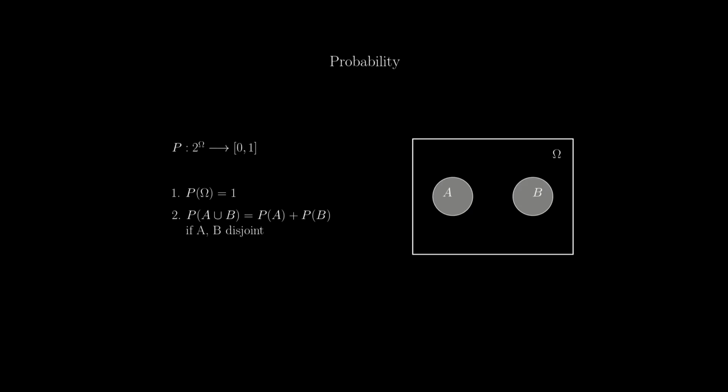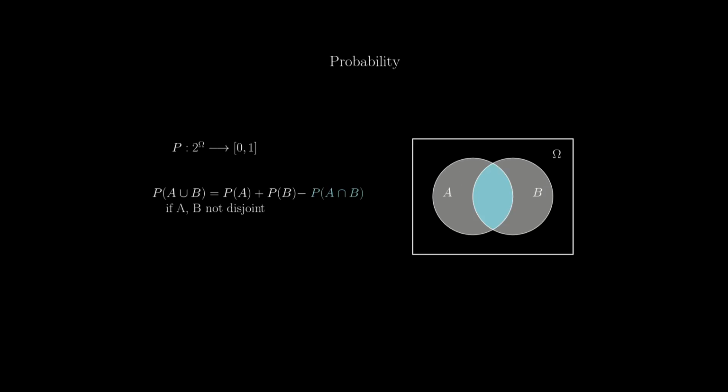Intuitively, this is like working with areas on the diagram, and the probability of A is like the area of A divided by the area of omega. An important and immediate property is that for two events which are not disjoint, we have to subtract the probability of the intersection, which otherwise would be counted twice, just like if we were to add up two overlapping areas.